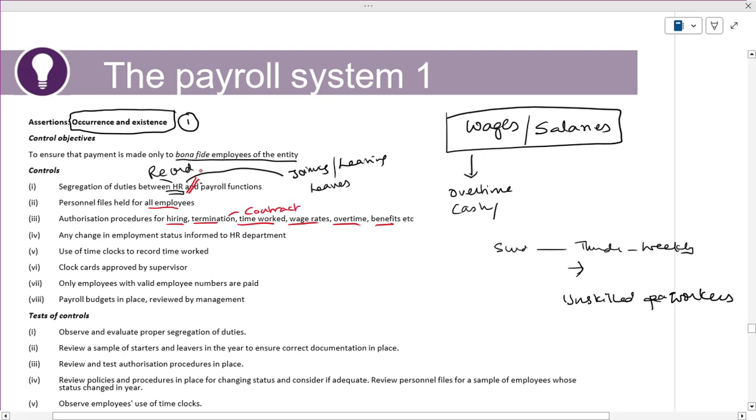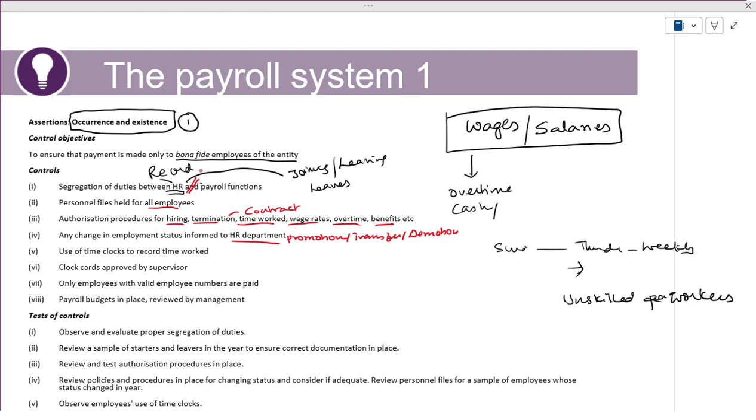As per the contract, what are the terms and conditions? That is the source document. Any change in employment status is informed: any promotions, any transfers, any demotion. I will put it like that. Any change in the employment status.